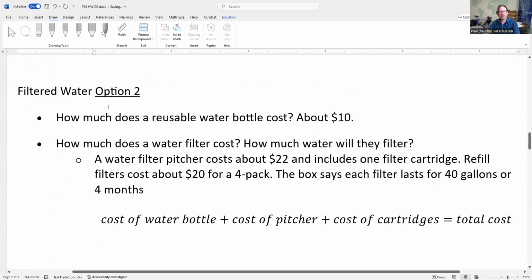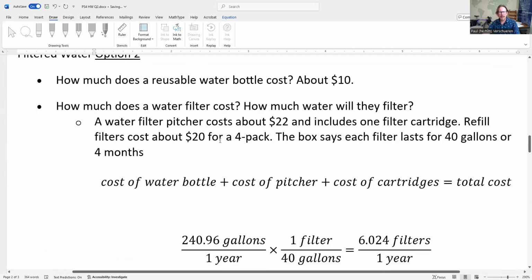Option 2 is very similar. You still need that reusable water bottle. You still need filters, but this is we're buying a pitcher that we keep in the fridge. And the pitcher that has a filter costs $22. And the filters cost $20 for a 4-pack. So they're cheaper. However, those filters only filter out 40 gallons as opposed to 100 gallons.